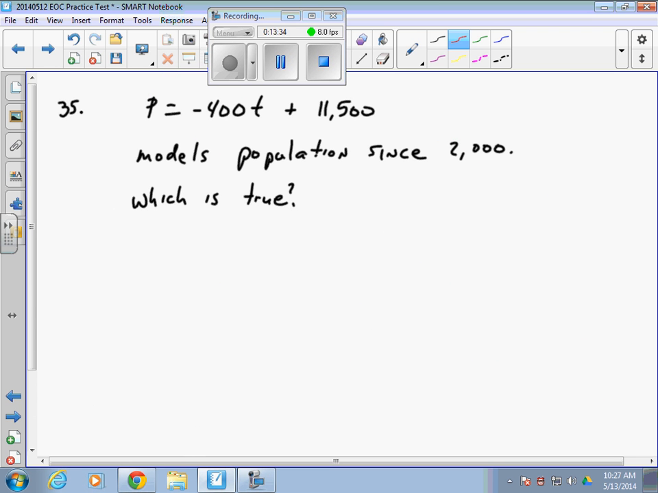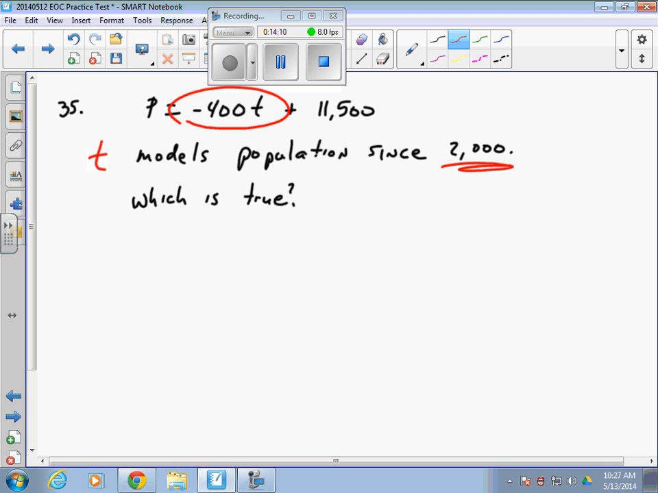Next one says, starting in the year 2000, the population of this girl's town is represented according to the equation P equals negative 400T plus 11,500. And T represents the years since 2000. Okay, so then it says, what's true? Well, we know it's negative 400 times the amount of years. That means it's going down. The population started at 11,500 and it's going down.